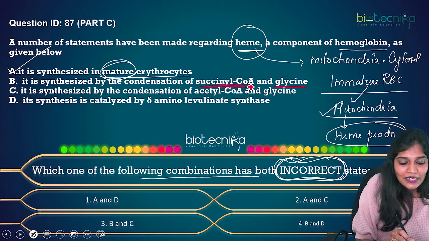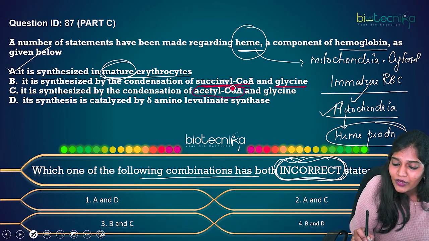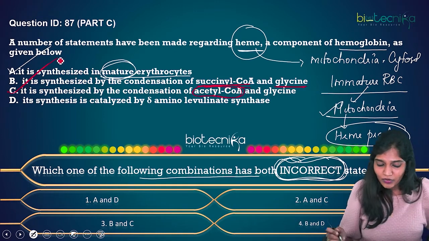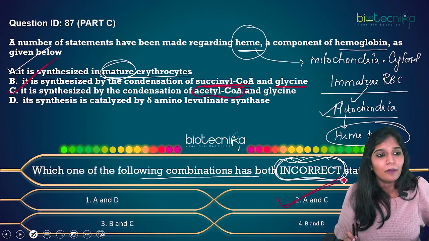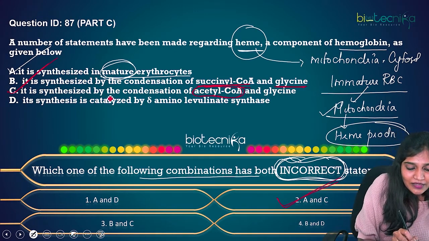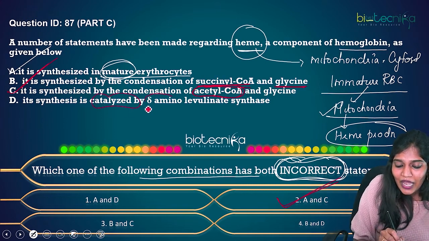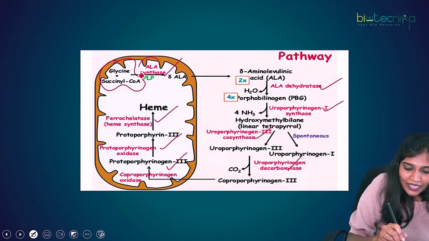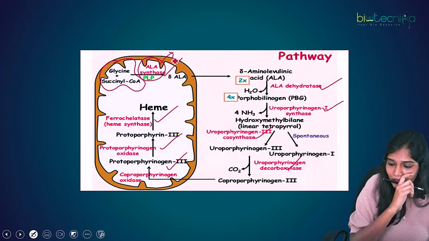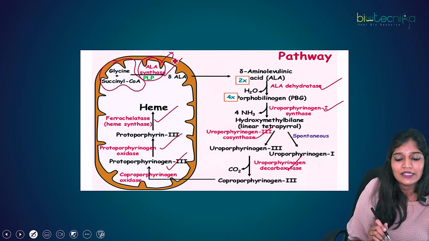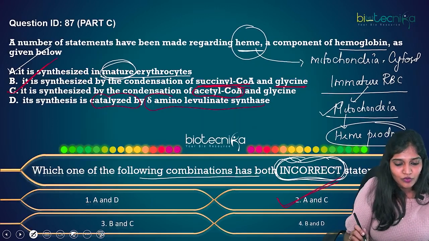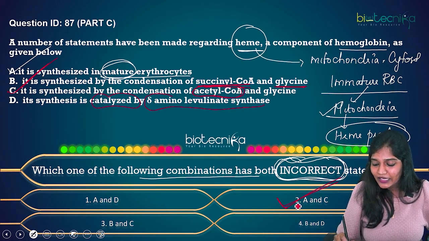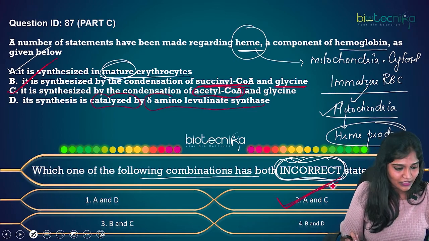The next one: it is synthesized by condensation of acetyl-CoA and glycine. No, this is a wrong statement. So we will choose A and C. So the correct answer is option B. Let's check the D one: it is synthesized by catalyzing alpha delta amino levulinate synthase enzyme. Yes, you can see ALA, this is the enzyme actually. Levulinate synthase enzyme. So this is also a correct statement. So we can say the wrong statements are option A and option C. So the correct answer is option B, A and C.